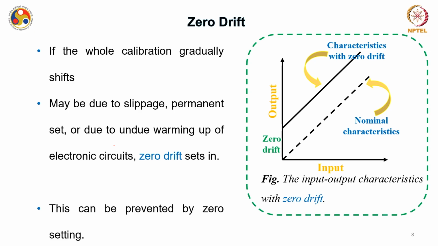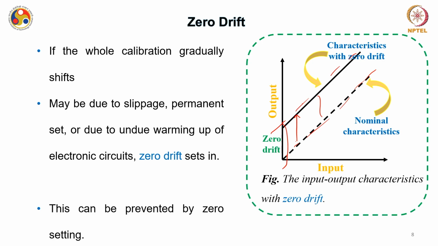You just see this transfer characteristic of an instrument, you have this input versus output, and this was the normal characteristic, or I can say nominal characteristic of an instrument. Now, the characteristic has shifted to this position. And this is basically the complete shift from the nominal characteristic. So, this is actually the characteristic with the zero drift. So, the whole calibration has gradually shifted in this case.